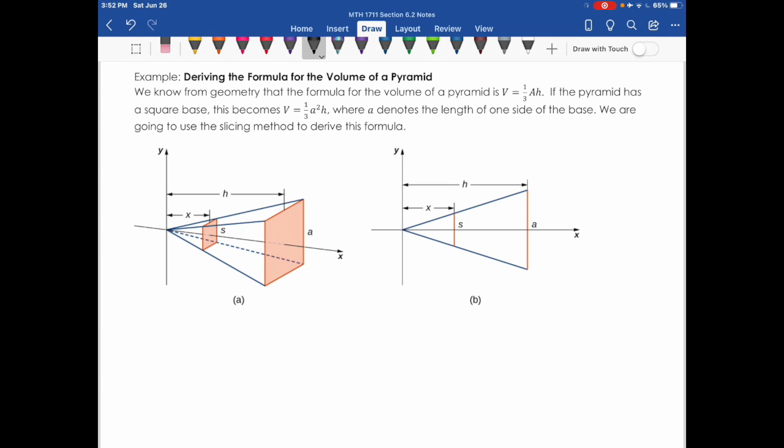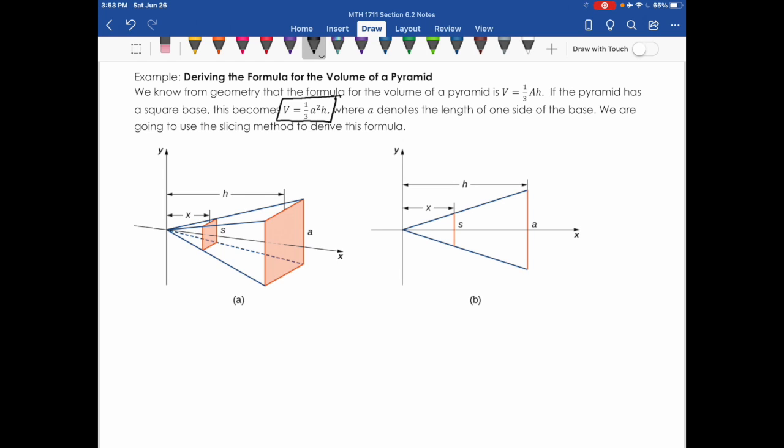Okay, let's actually apply this idea of slicing to show you how the formula was derived for the volume of a pyramid. So we know from geometry that the formula for a pyramid that has a square base is V equals 1/3 a squared h, where a is the side of the square base.